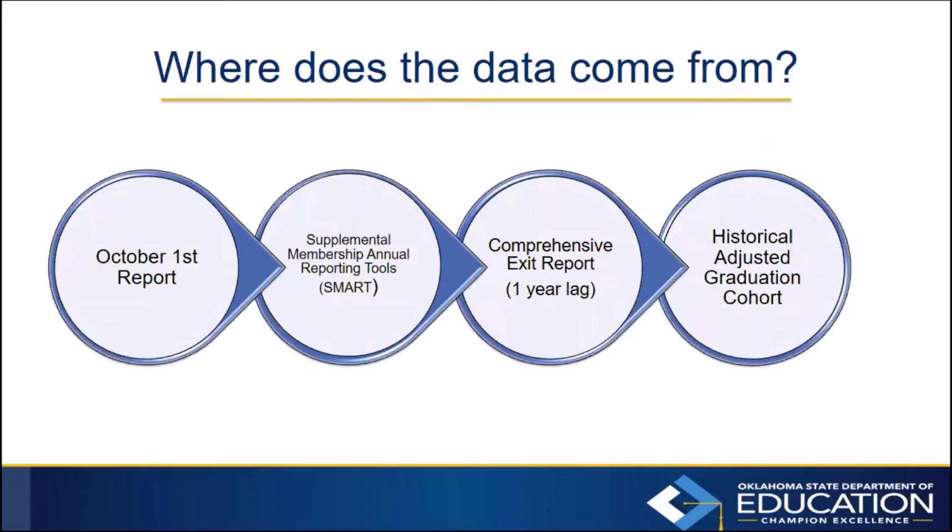We pull this data from the October 1st report, the Supplemental Membership Annual Reporting Tool, or SMART report, and the Comprehensive Exit Report. Just as a small reminder, the Comprehensive Exit Report has a 1-year lag. All three of these will feed into the Historical Adjusted Graduation Cohort Report that you'll be working on. Then that report will feed into the graduation indicator.